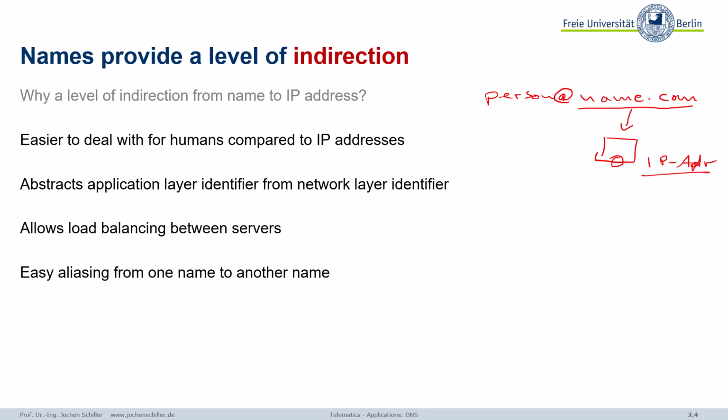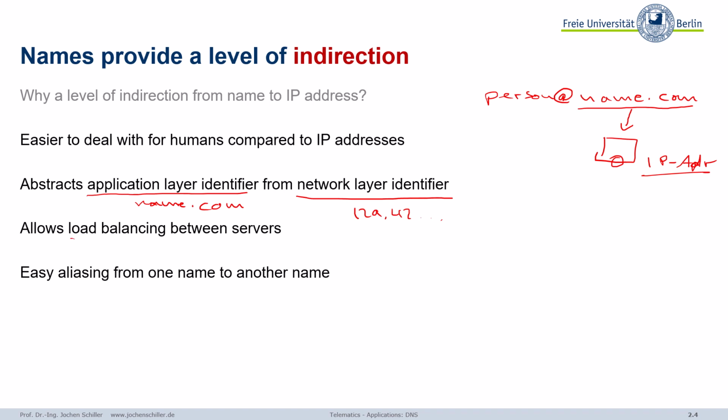So for us, it's easier to deal with the names. For the network, well, it's easier to deal with addresses. So we have to abstract from the network layer identifier. The network layer identifier, that's our IP address. That was this 129. So it's IP version 4, etc. An application layer identifier, that's our name.com, for example. That's one thing. What else?